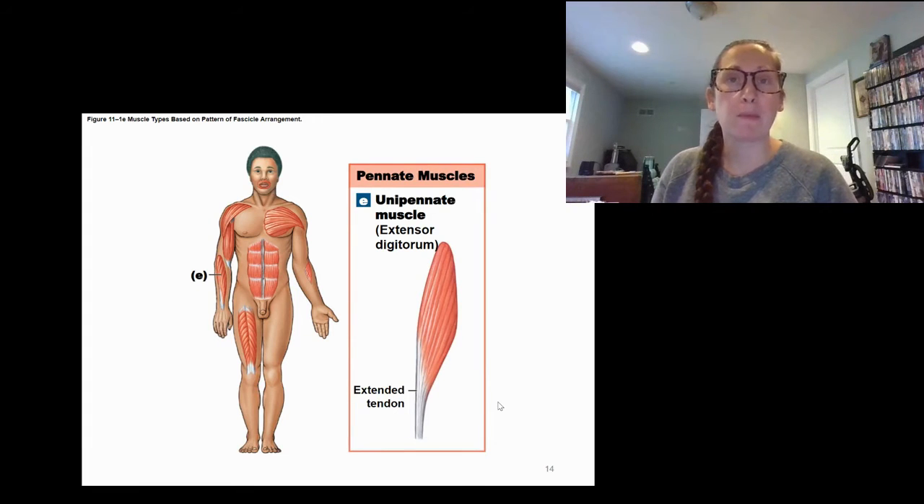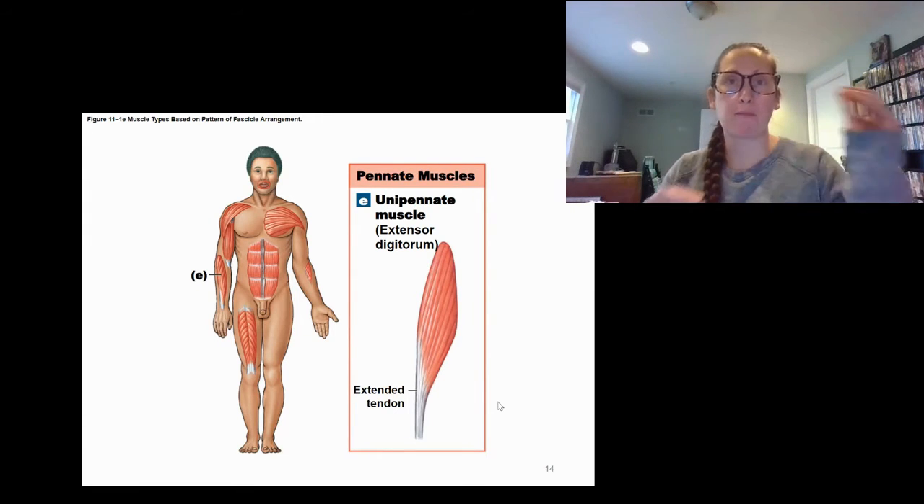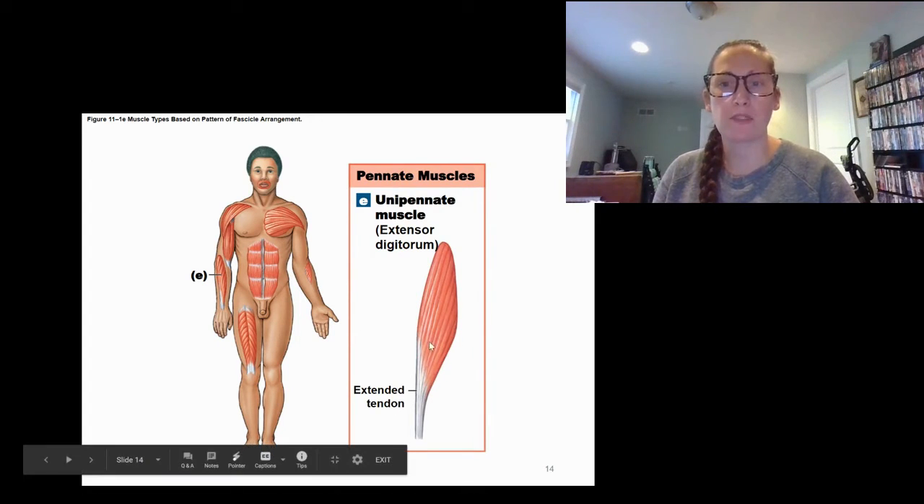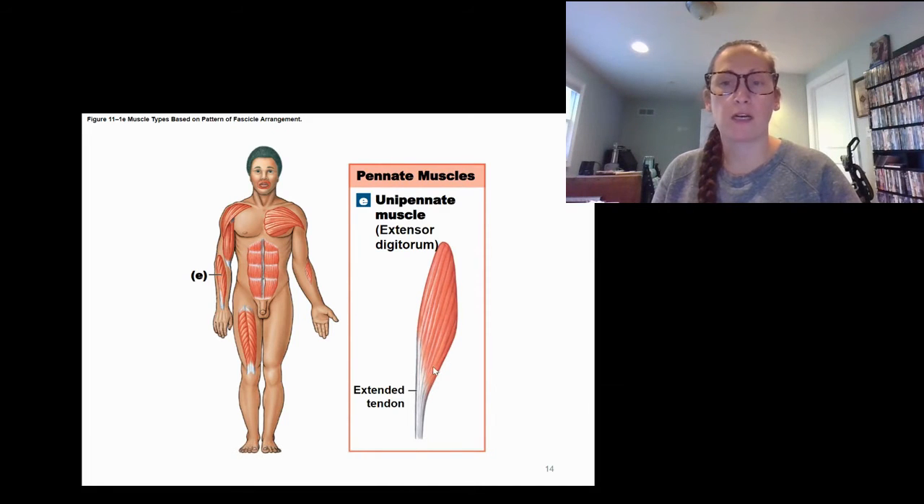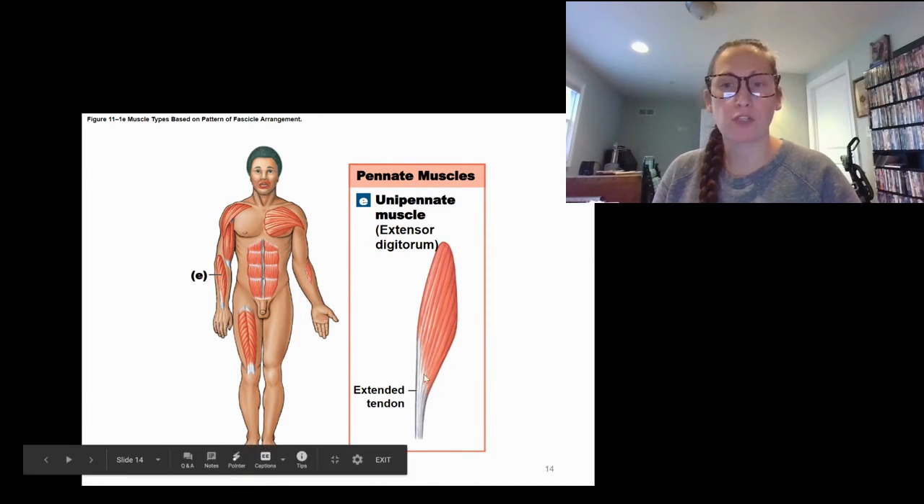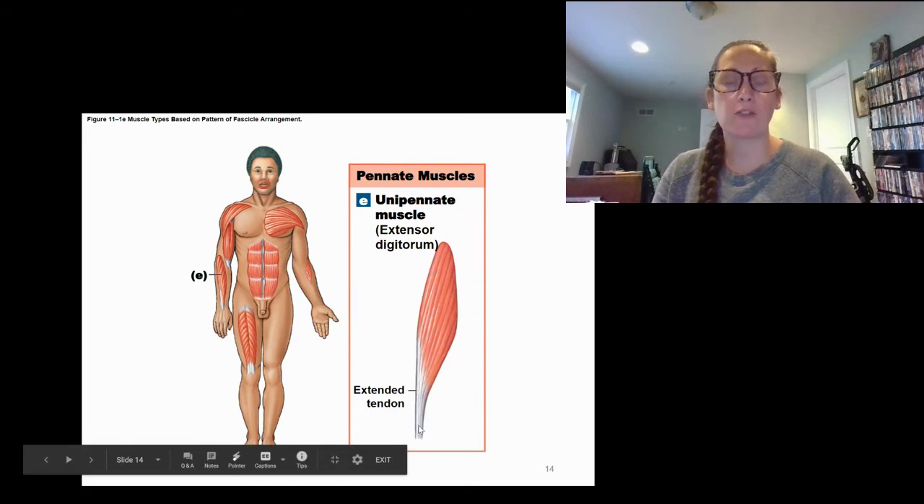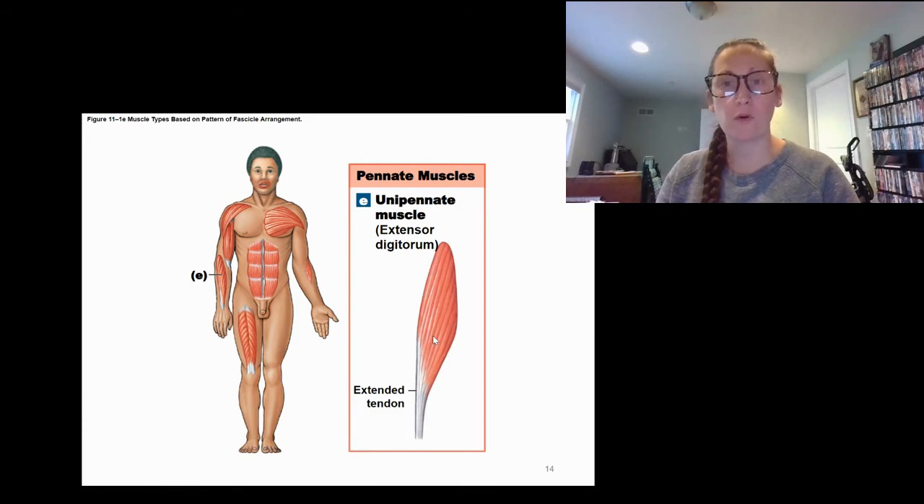Then we have this group called pennate, or like a pen or a feather. And there are three different types of pennate. The first is called unipennate, meaning there are going to be these fibers, these fascicles, that are arranged in this linear, leaf-like or feather-like structure. It's going to extend into a tendon. All right, so you can see one of our extensor muscles of our forearm would be a unipennate example.